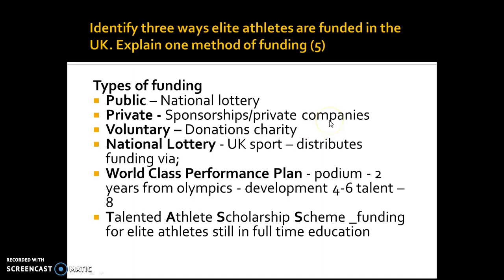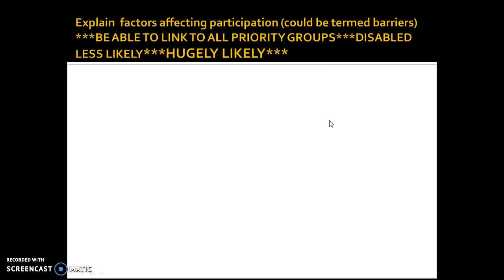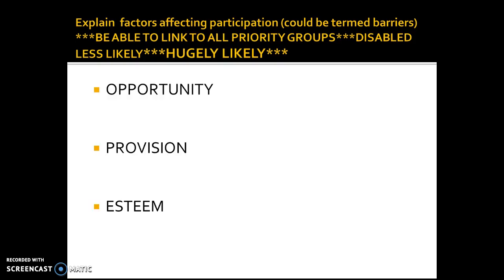Okay, so it will just stop them from having a part-time job. Going on then. Factors to effective participation, so it could be termed barriers. So you will have to explain factors to effective participation. Now, this could be linked to any priority group. So if I said to you now this to categorise, you are categorising the factors that stop people from taking part in physical activity. So there's your triggers, so opportunity, provision and esteem.